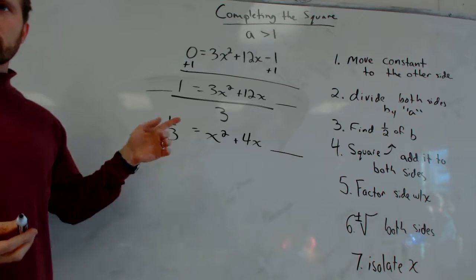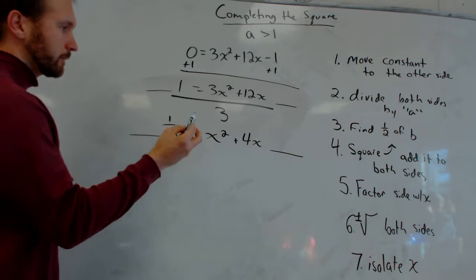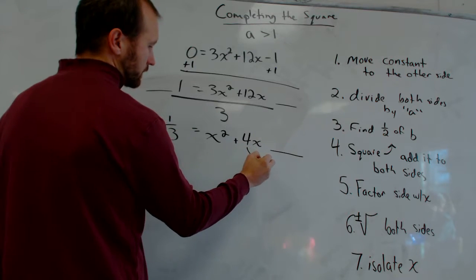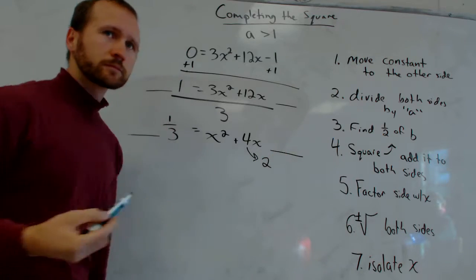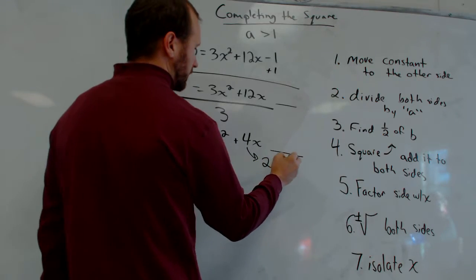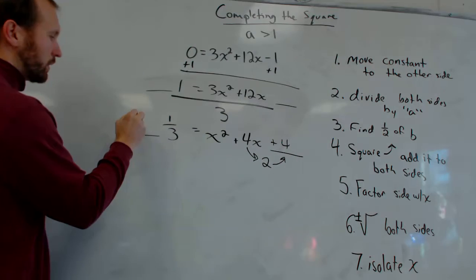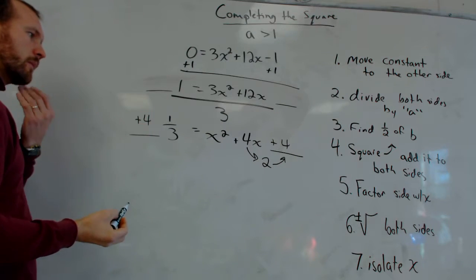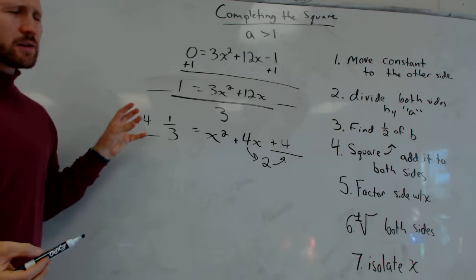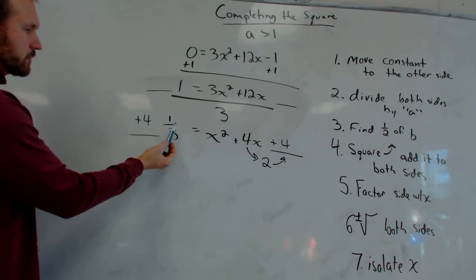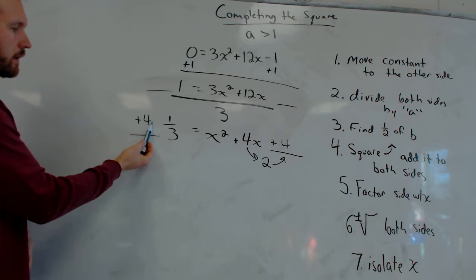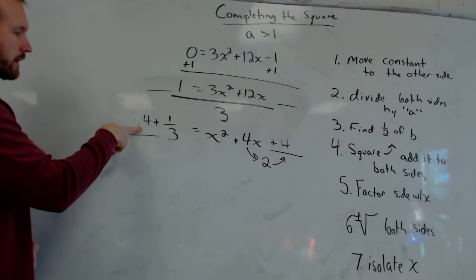Okay, so what is our next step after this? Take half of 4, which is 2, and then square, which is 4. And what do I do? And then add 4 to the other side. Add 4 to both sides. Okay, now here what I like to do is combine these like terms. So, oops, I probably should have written it like that, right?